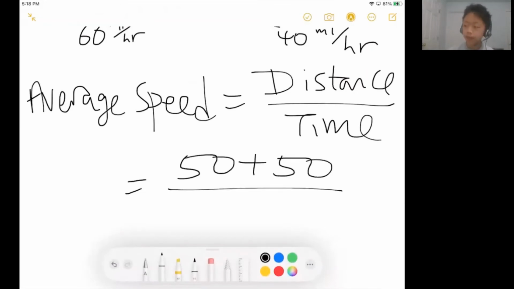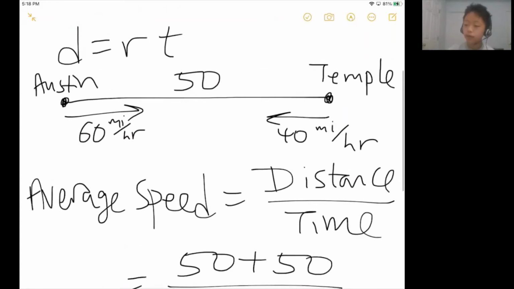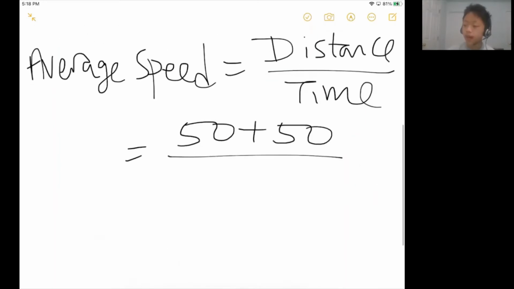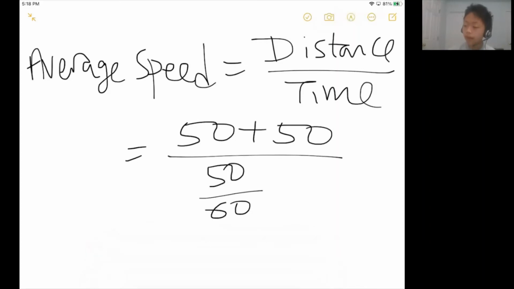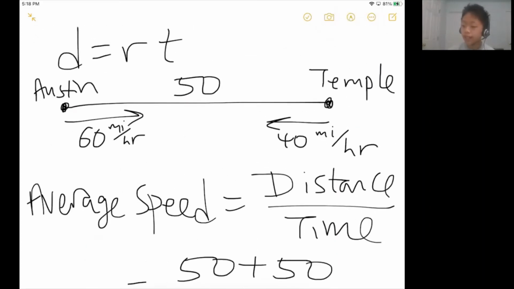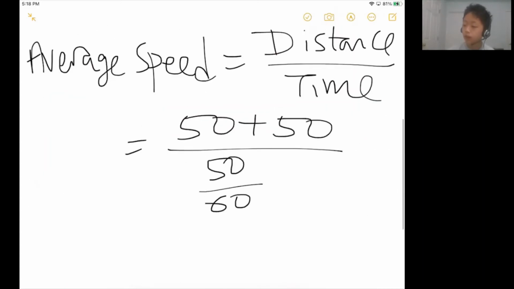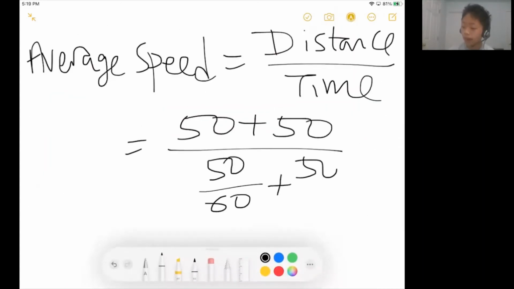Now, what's the total time taken? Well, when Bonnie drives from Austin to Temple, she's traveling at 60 miles per hour. So that tells us the time is distance over rate. So 50 over 60 is the time it takes to drive from Austin to Temple. And then Bonnie drives back from Temple to Austin, and she's driving at 40 miles per hour. So distance over rate gives us the time. So 50 divided by 40 represents the time taken to come back. So this is the total time, 50 over 60 plus 50 over 40.